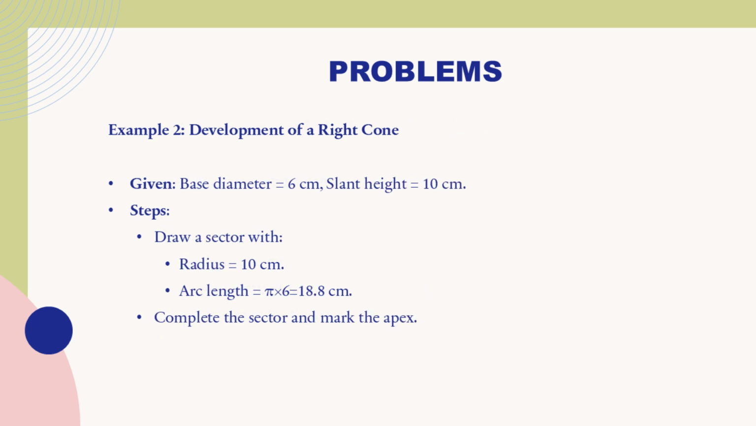Our next challenge involves developing a right cone. We'll use a cone with a base diameter of 6 centimeters and a slant height of 10 centimeters. The development process creates a precise circular sector. Radius matches the slant height exactly at 10 centimeters. Arc length calculates to pi times the base diameter.